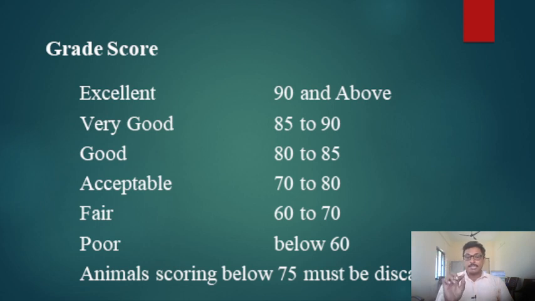If it got 70 to 80, then it is acceptable. And if it got 60 to 70, then it may be a fair animal. And if it got below 60 marks, then we treat it as a poor animal. In this grade score, if any animal scores below 75 marks, it shouldn't be accepted in the dairy farm. We must discard that animal. We have to consider only the animals which got above 75 marks.